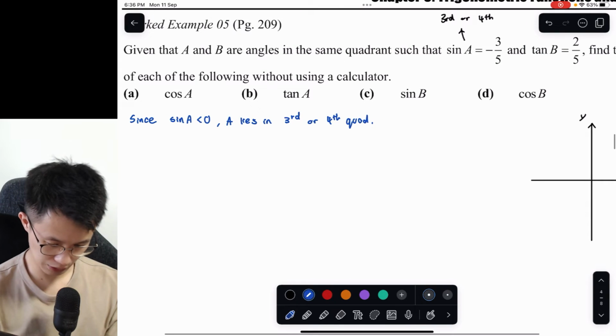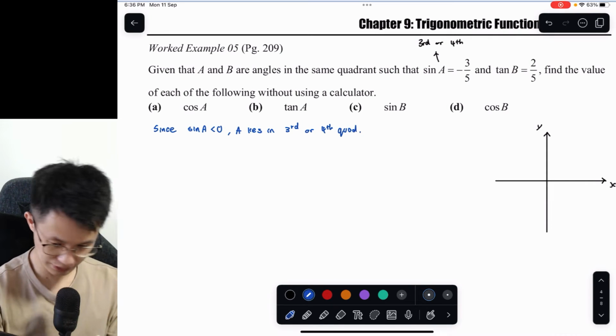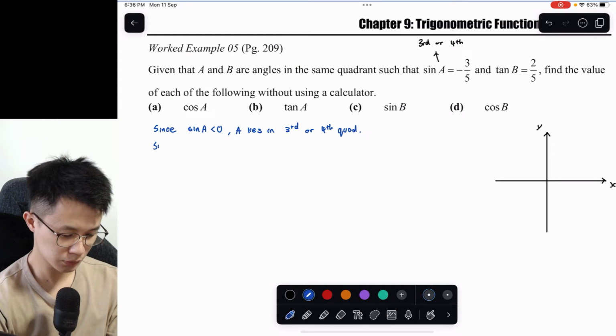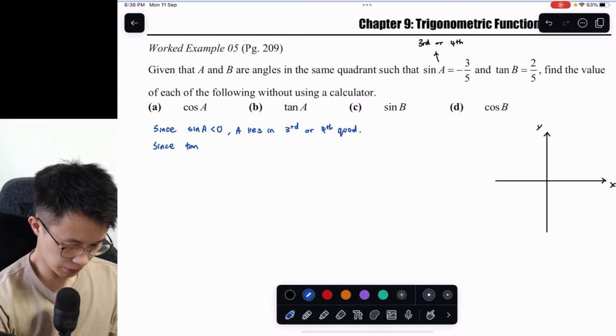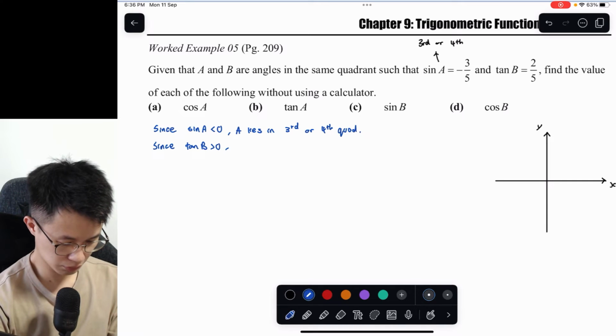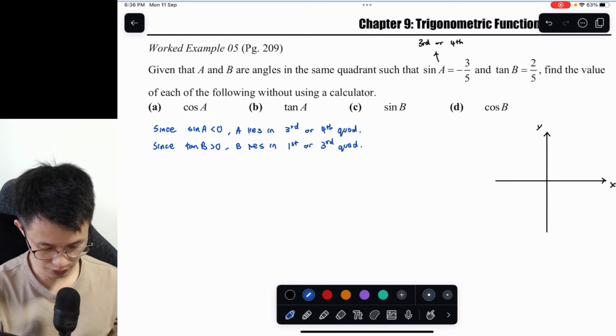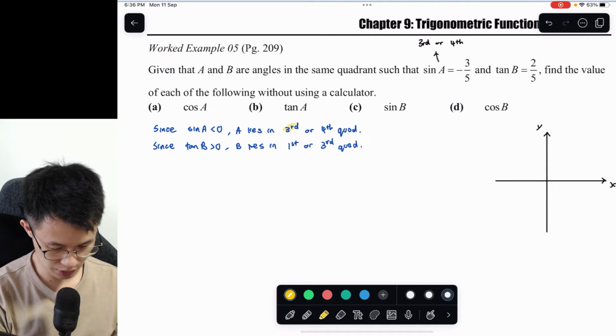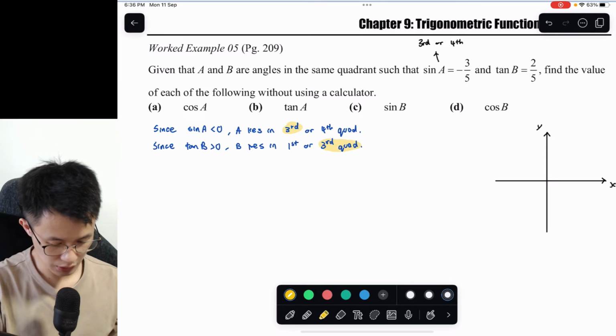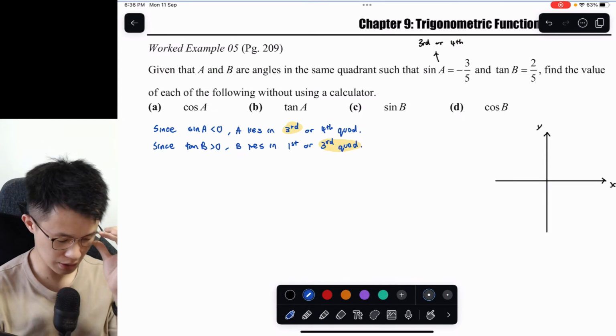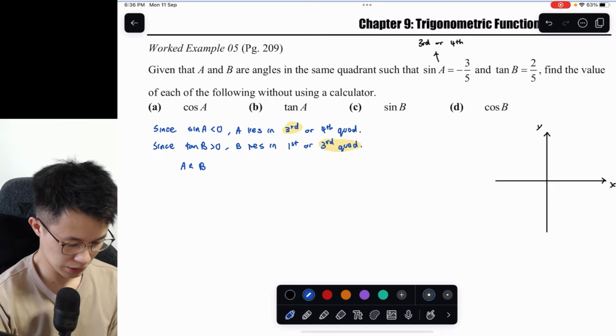Now we look at tangent B. Tangent B is a separate angle here. Since tangent B is more than 0, B lies in the first or the third quadrant. So we have a commonality here, and the commonality is the third quadrant. With this commonality, we can safely say that A and B lie in the third quadrant.